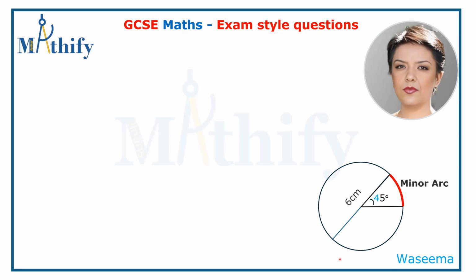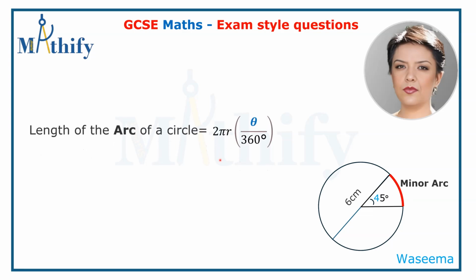We are given this circle here. Our angle is 45 degrees. Our diameter is equal to 6 centimeters. And we're trying to work out the length of the minor arc. So the length of arc of a circle, as we mentioned before, is 2 pi r multiplied by our angle, which is 45 degrees, divided by 360 degrees.